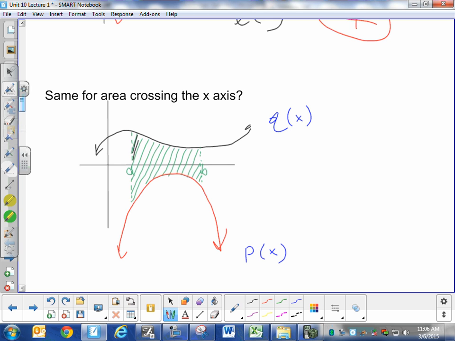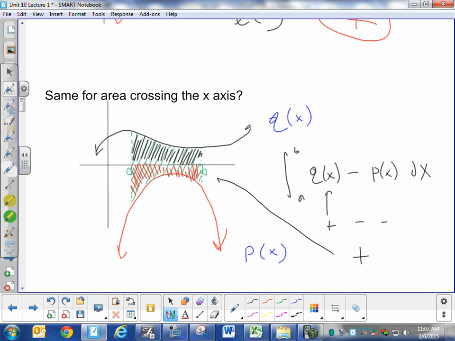Let's think: the area under Q would be this positive area. The area under P would be that negative area. So I have to take that positive area of Q and add the positive area of P. Well, adding this positive area is the same as subtracting this negative area, which is what it is. So it turns out it's really the same. If we went to the left of the y-axis, everything would hold.